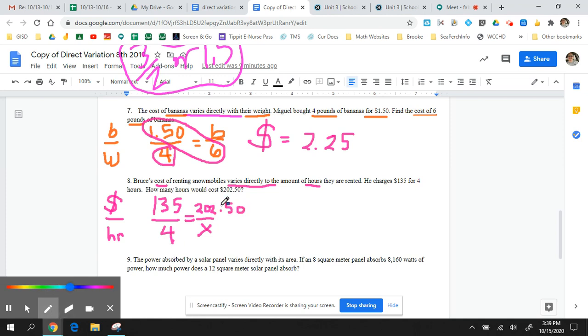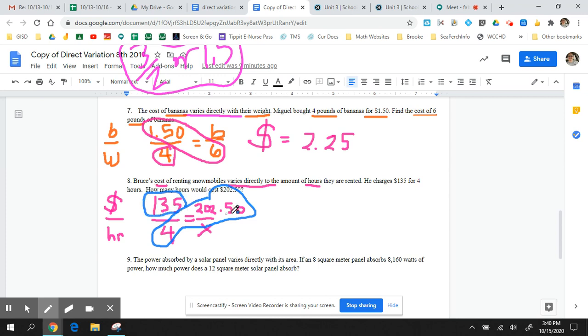Okay. We know we're going to have to multiply, so go ahead and keep that calculator out. 202.50 times 4 gives you 810. And then I'm going to divide it by 135. Again, if I'm going too fast, just pause it. Do the calculation in your calculator. You're going to have to ride for 6 hours in order to get $202.50.